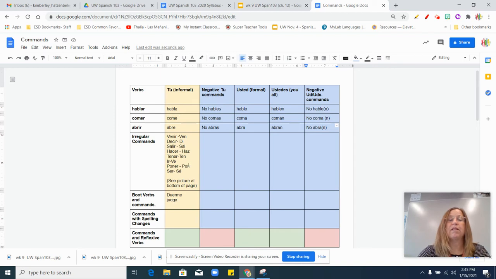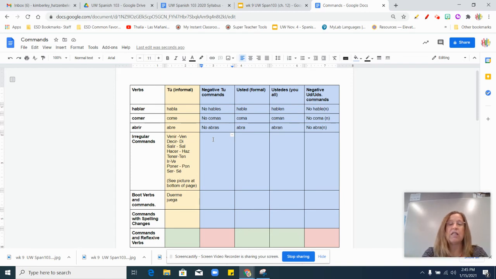The tú affirmative is all by themselves here. They just take off the S. And then all the other ones, it's the opposite verb endings. Another thing to think about with irregular verbs: pretty much the same ones that are irregular in the tú form are also irregular in the usted and ustedes. So what you do for these irregular ones, you have to think about how they conjugate in the yo form present tense.